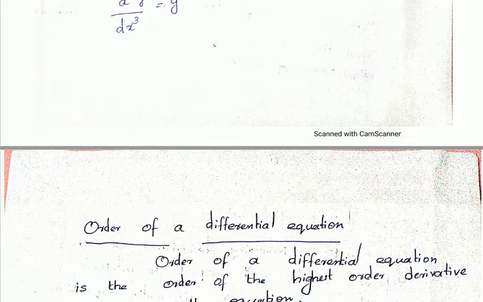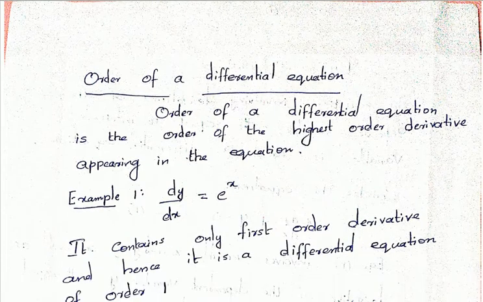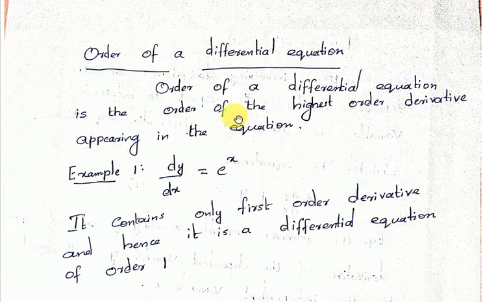Next, order of a differential equation. The order of a differential equation is the order of the highest order derivative appearing in the equation. For example, dy by dx equals e raised to x. dy by dx is the first derivative. So, such a differential equation is of order 1, since it has the first order derivative dy by dx.